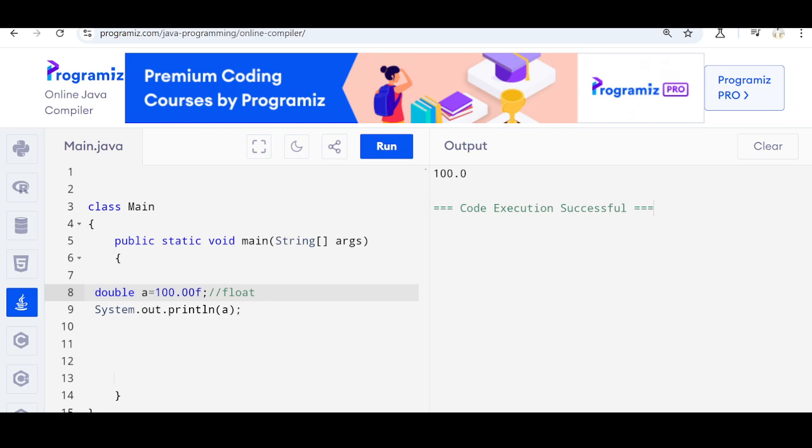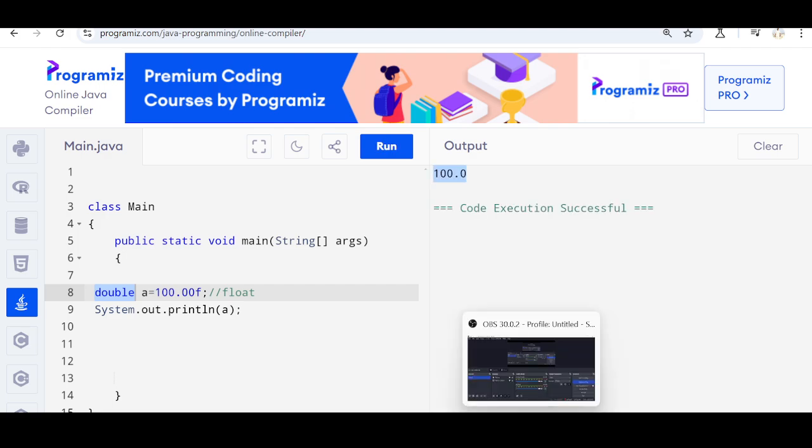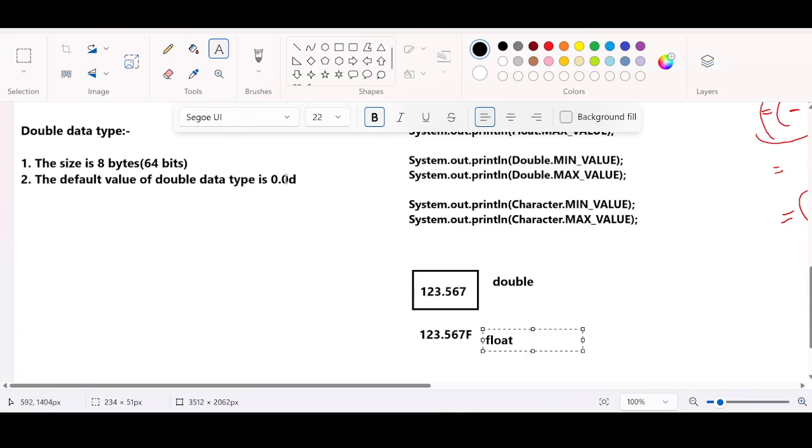Now remember one thing. You are assigning this floating point literal to something like double. Do you think we will get any issues? We will not get any issues, because the smaller data type is getting assigned to the bigger data type. In this case, you will not face any issues. Only if you do the opposite, you will get the issues. And the default value is 0.0d.